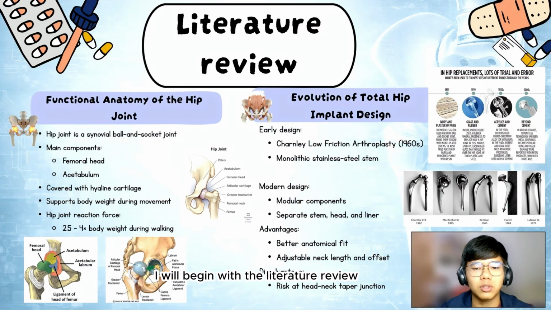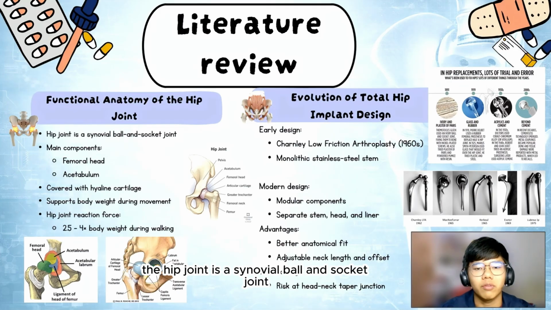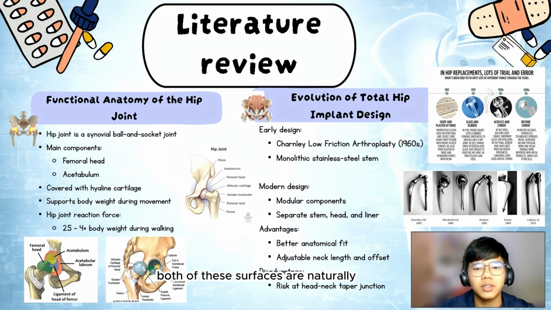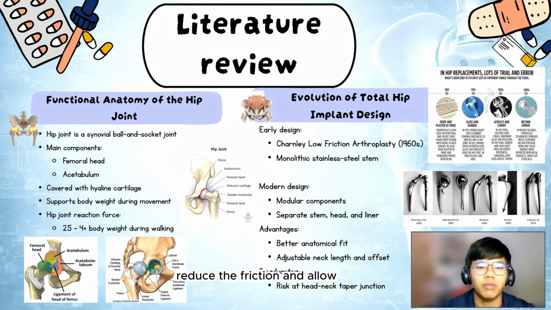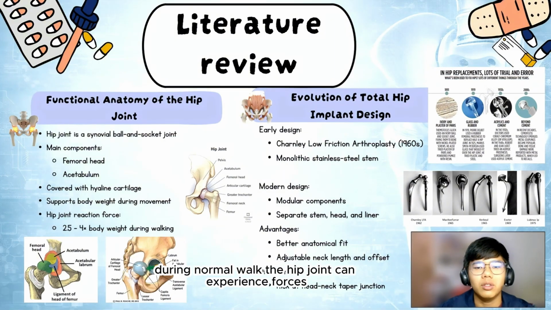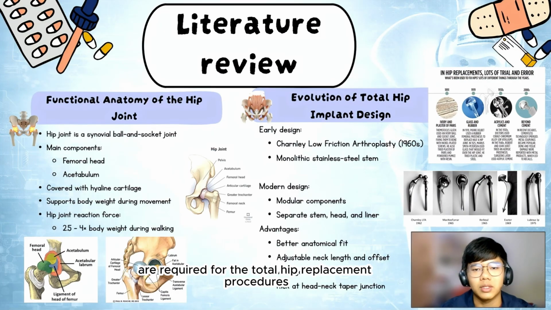I will begin with the literature review, starting with the functional anatomy of the hip joint. The hip joint is a synovial ball and socket joint formed by the femoral head and the acetabulum. Both of these surfaces are naturally covered with hyaline cartilage, which helps reduce friction and allows smooth and pain-free movement. According to the literature, during normal walking, the hip joint can experience forces up to 2.5 to 4 times a person's body weight. This high loading condition explains why strong, durable, and well-designed implants are required for total hip replacement procedures.